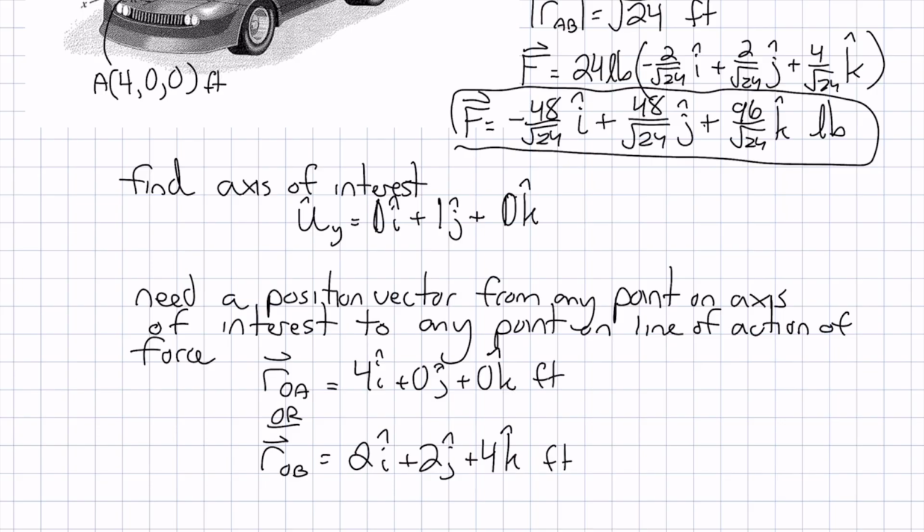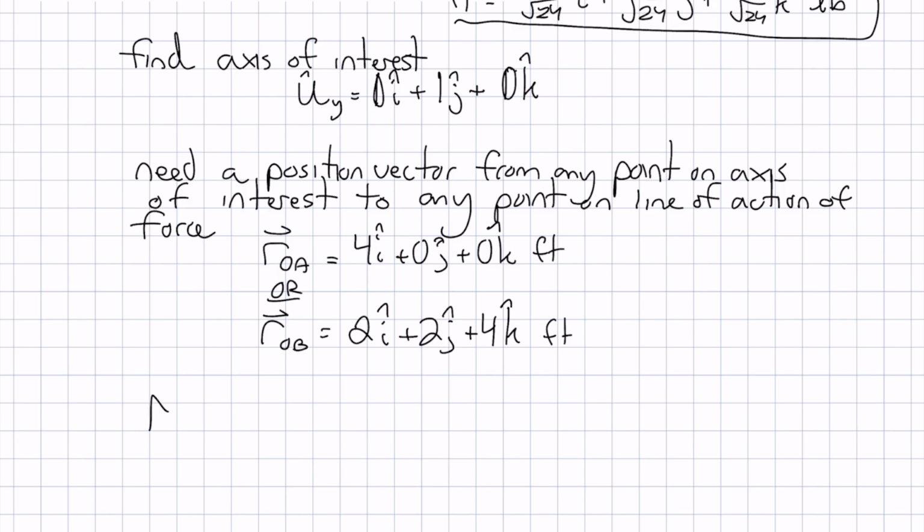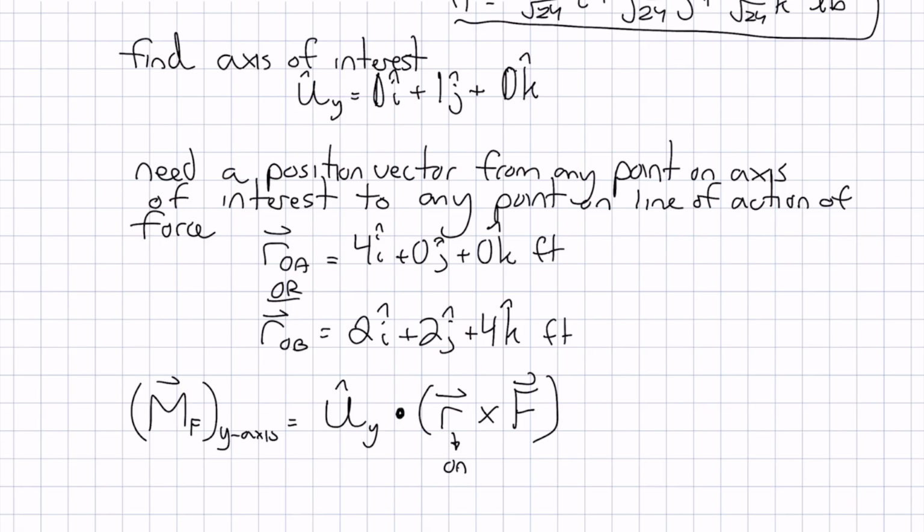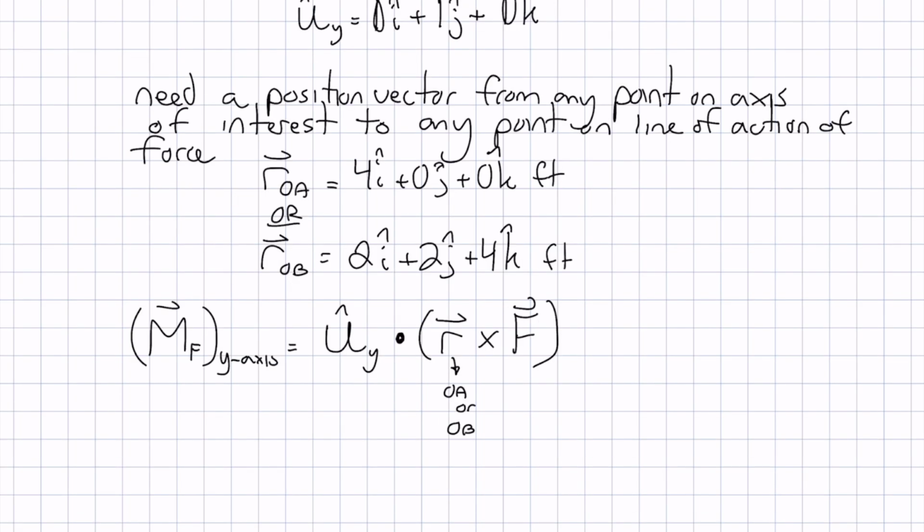Then we have to use the triple scalar product, where the moment of the force along the y-axis is going to be the triple scalar product of u_y, the axis of interest, with the cross product r cross F, where r could be OA or OB. So the question becomes, which one should you use? Well, once again, they're all going to give you the same answer. What I would recommend is pick the one that looks like it's going to be the easiest to use. Because there's only one component here, 4I, that seems like it might be the easiest one.